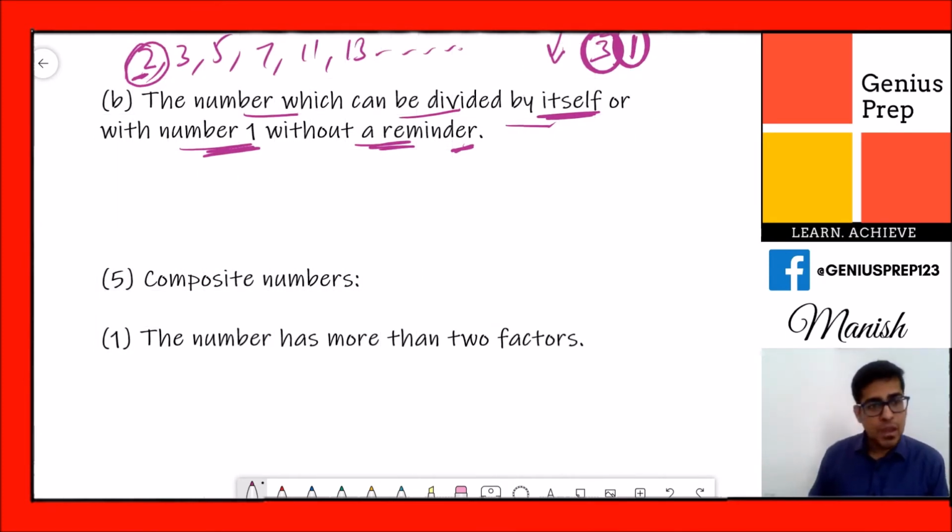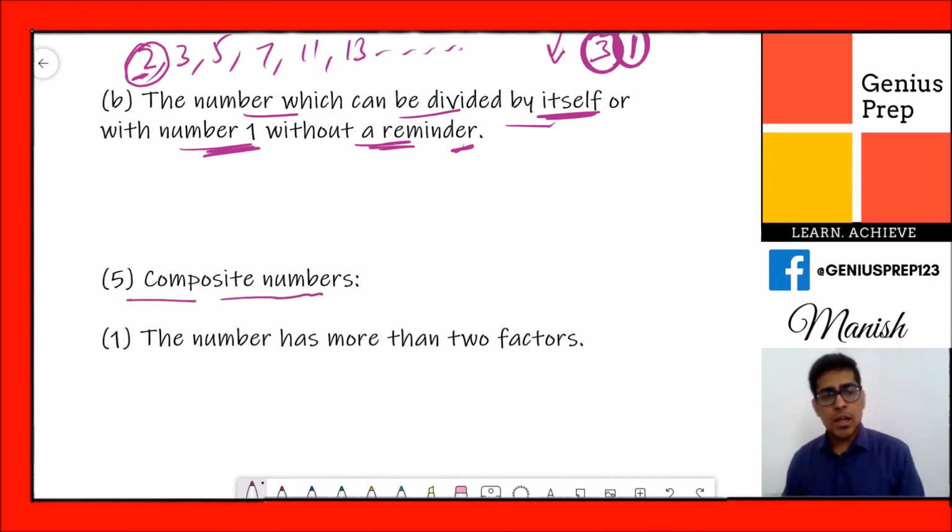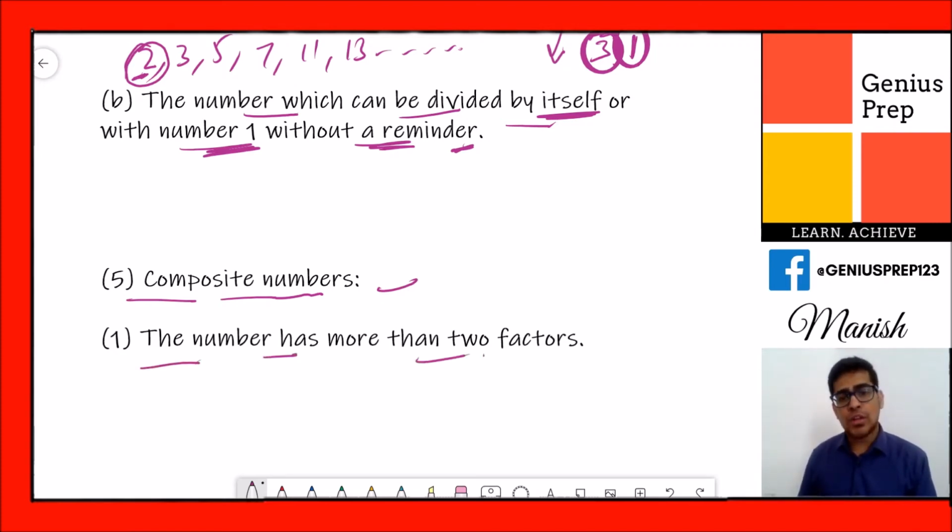Now the next is the composite number. What is a composite number? You can say all the numbers which are not prime numbers are composite numbers. Yes, that is right, but it has a trick that I will tell you. The number which has more than 2 factors, this is the definition of a composite number.